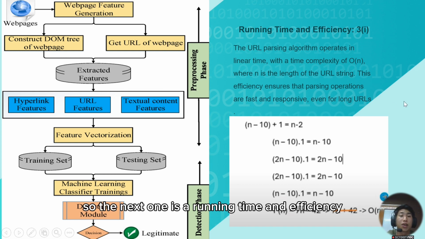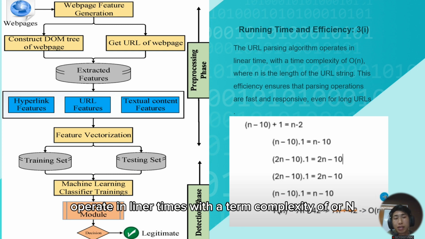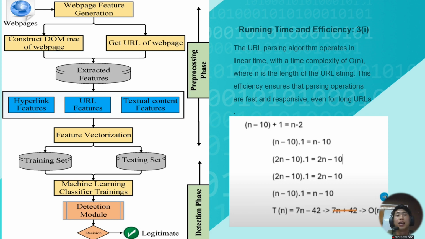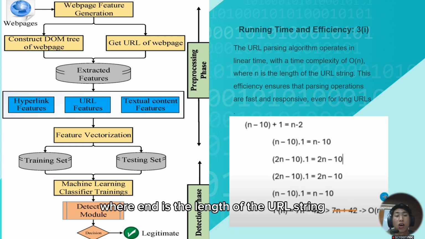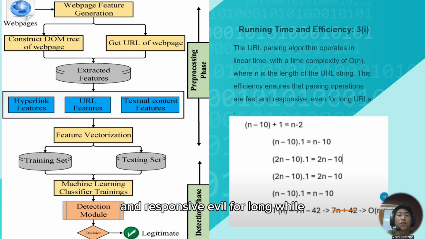So the next one is running time and efficiency. It is from 3.1. The URL parsing algorithm operates in linear time with a time complexity of O(n), where n is the length of the URL string. This efficiency ensures that parsing operations are fast and responsive even for long URLs. So we start with a slash.